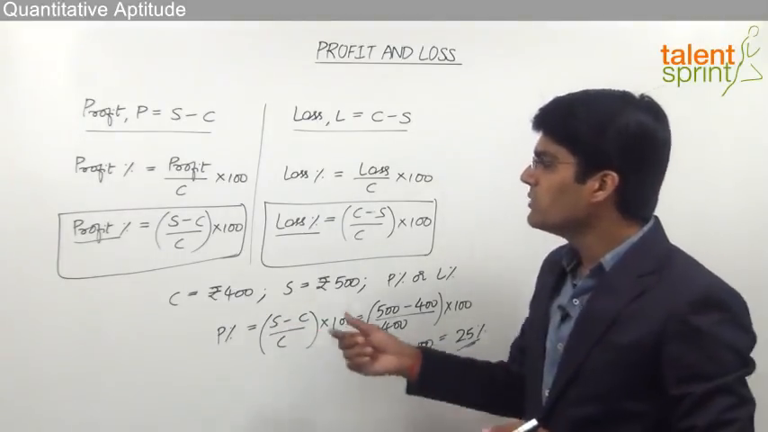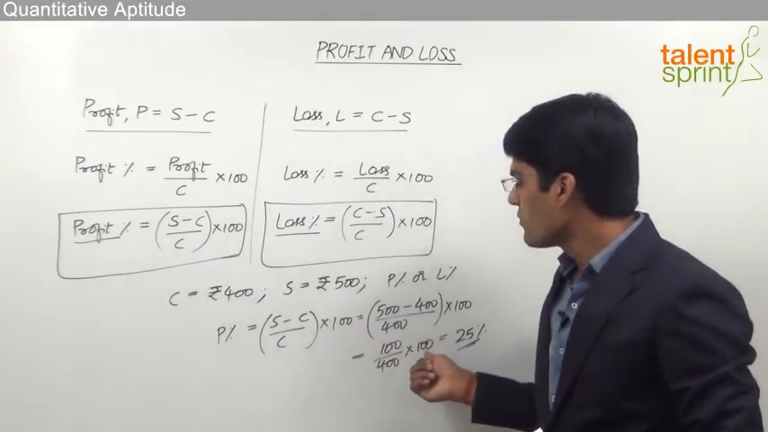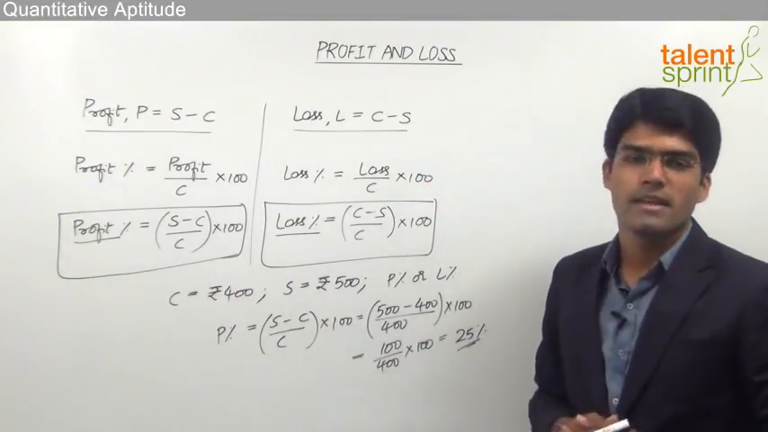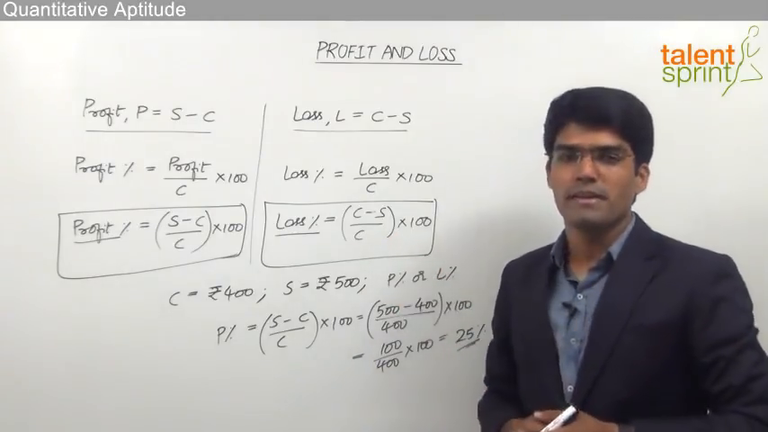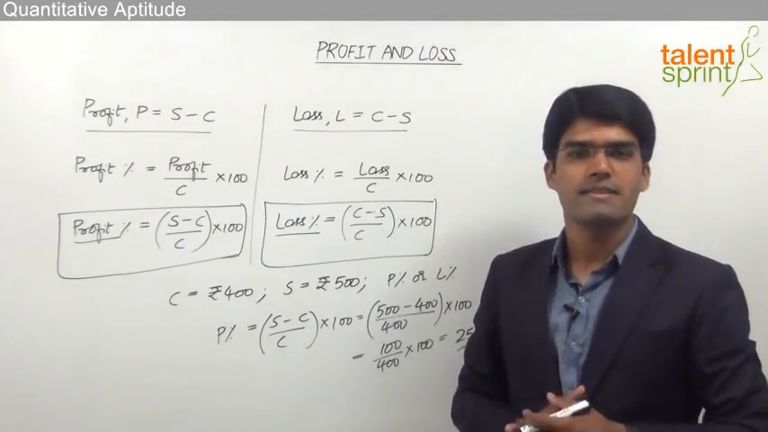So this is how we can use the formula for profit percentage to find out the answer when the selling price and cost price are given to us. And similarly, we can use the second formula to find out the loss percentage when cost price and selling price are given.